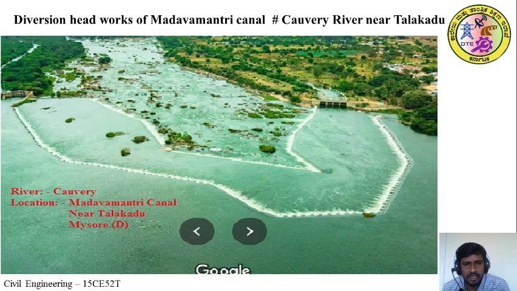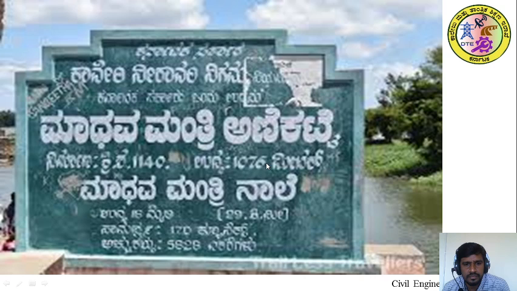Here there is a left bank canal and also a right bank canal, and this is an approaching channel. See that it was built in the year 1140. The length of the canal is around 29 km.